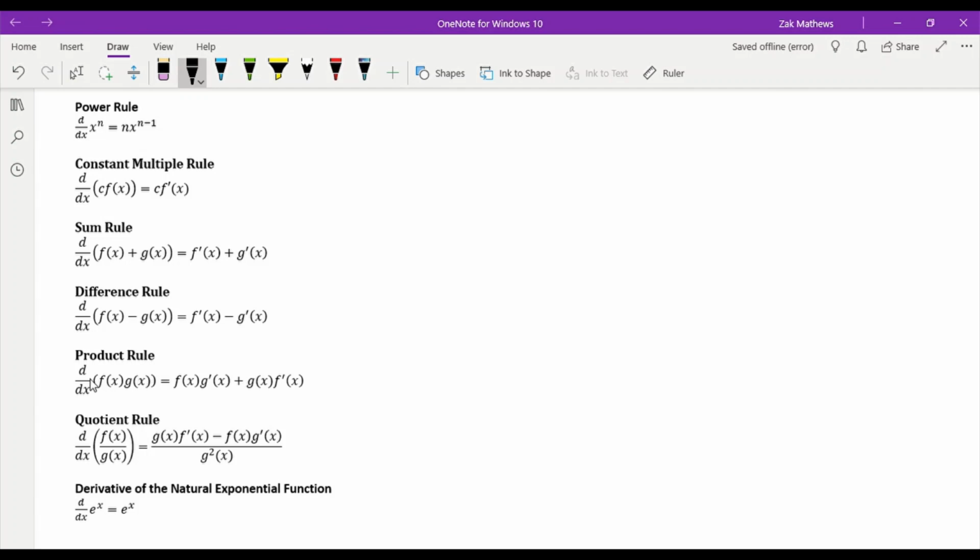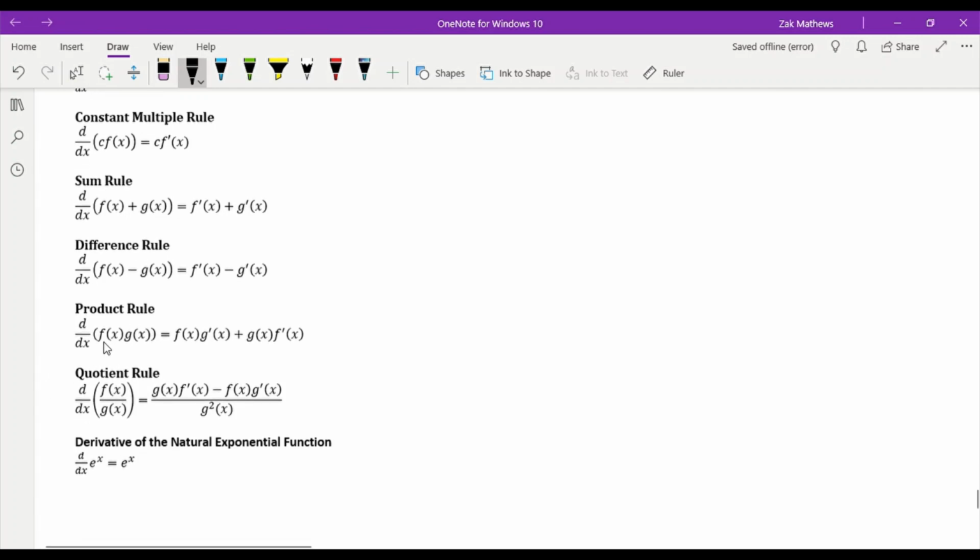Product rule. This is where it gets a little bit more challenging. We have two functions being multiplied by one another and we want to find their derivative. We leave the first function, multiply it by the derivative of the second, and then we leave the second function and multiply it by the derivative of the first, and we add those two things. So leave the first, multiply by the derivative of the second, and then add the second times the derivative of the first.